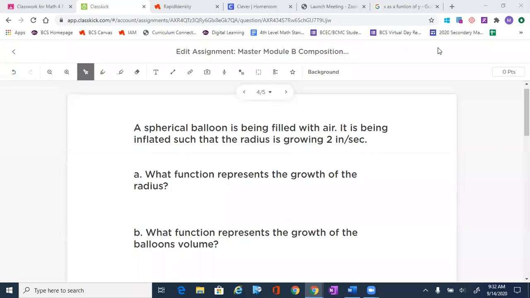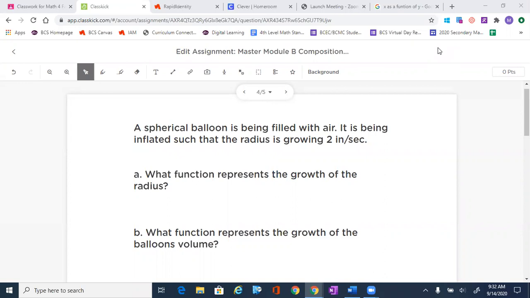Here's a composition problem for practice. A spherical balloon is being filled with air. It is being inflated such that the radius is growing 2 inches per second. A, what function represents the growth of the radius?